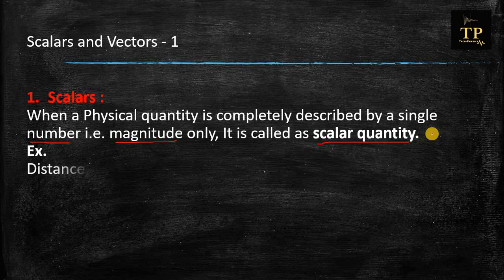For example, distance, speed, mass, volume, etc. And always remember, don't confuse distance and displacement, because displacement is a vector quantity. There, the direction always matters, because the definition of displacement says displacement is the shortest possible distance between the initial point and the final point. So it is a different thing. That's why we keep displacement in vector quantities.